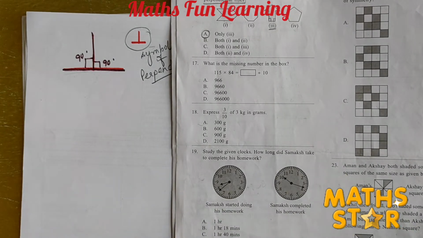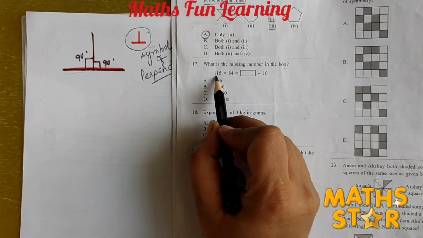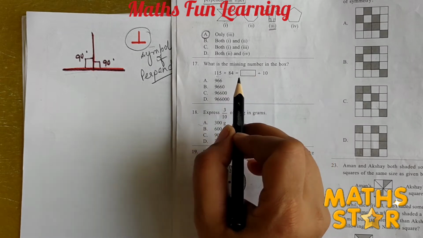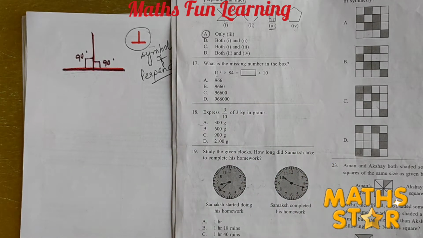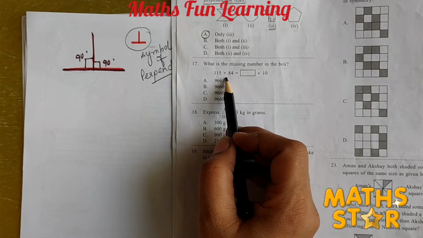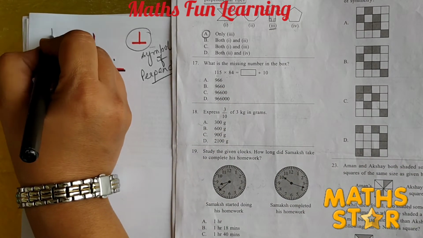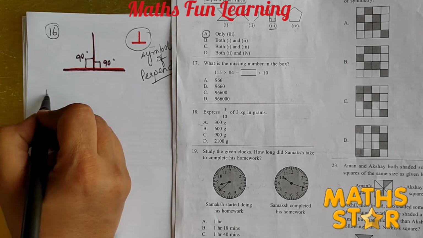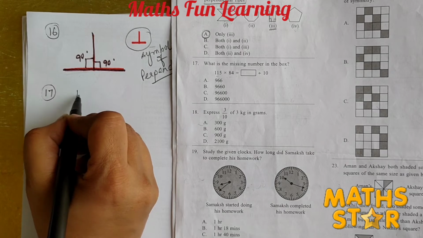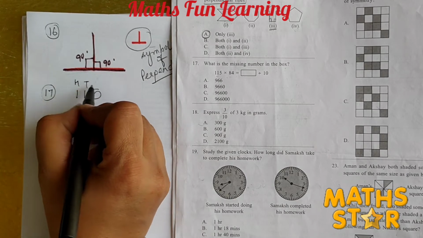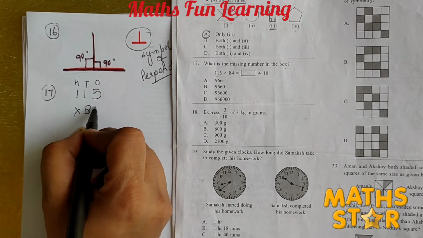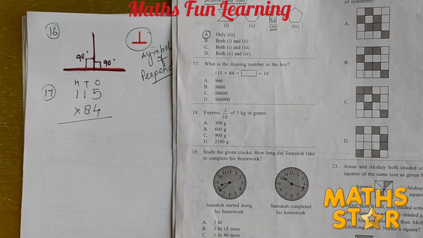Got it? Now let's do question number 17. It says, what is the missing number in the box? When you multiply this, what is that number here? So kids, what you have to do in this question is just multiply and find your answer. Okay, this was question number 16. Now let's solve question number 17. It says 115, multiply it with 84. Just multiply and find your answer.